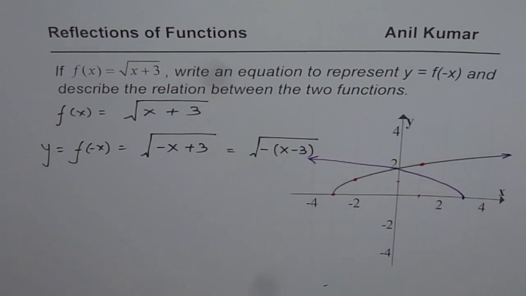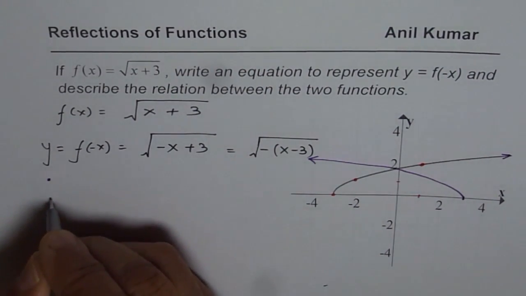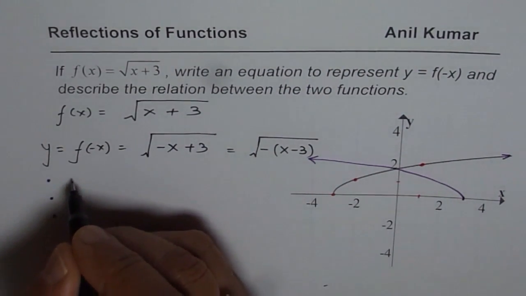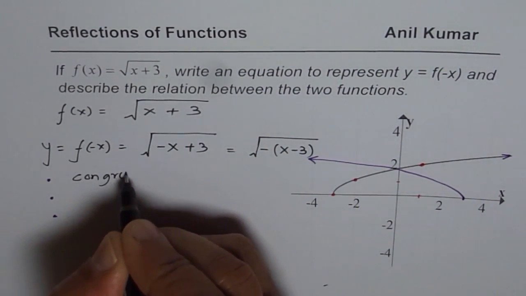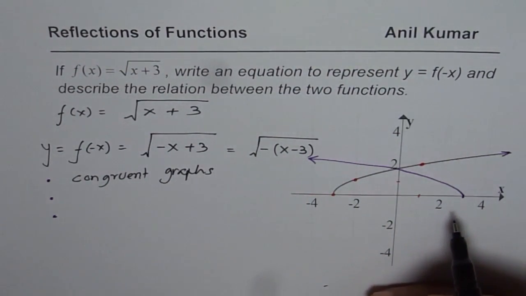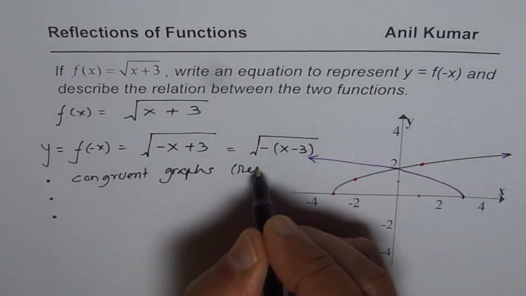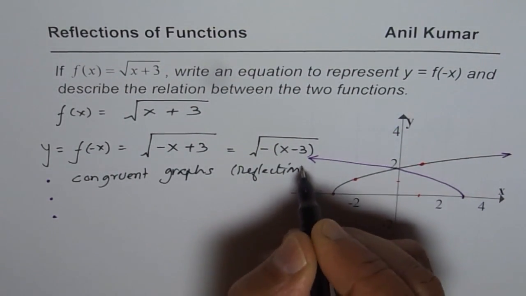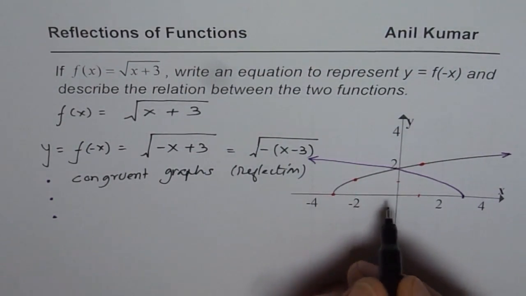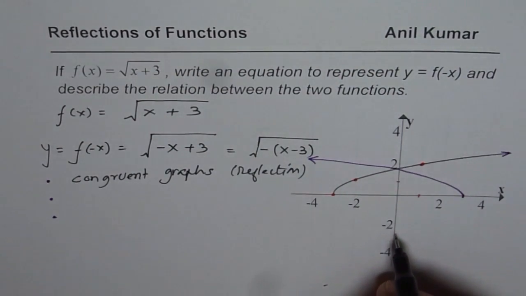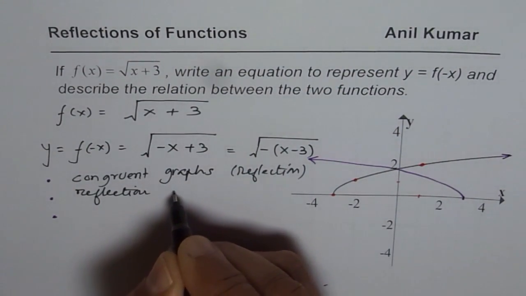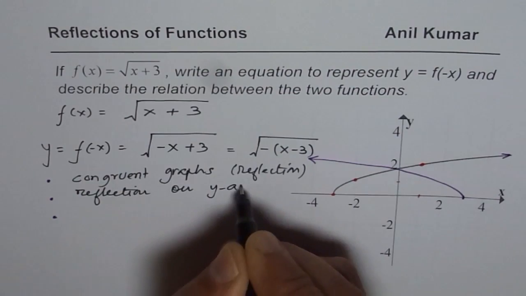So the characteristics which we observe here are a couple of them. One, the two graphs are congruent, so we get congruent graphs, as there is no stretch or compression involved, only reflection, right? So it is reflection only, and they are congruent and they are symmetric about the y-axis. Do you see? So it is reflection on the y-axis.